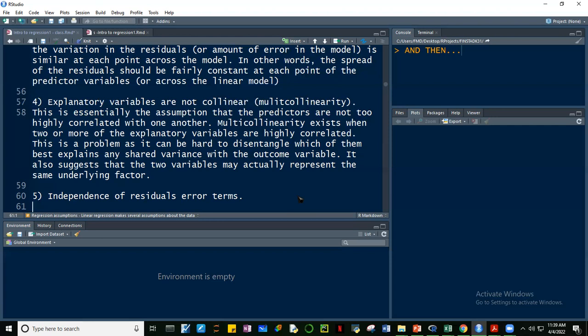Okay? Also, kapag highly correlated, it also suggests that the two variables may actually represent the same underlying factor. So, ibig sabihin, baka pareho lang sila. Maybe it's best to just use one. Okay? Just one of the variables kasi pareho naman ang ina-explain nila about y, I mean, about the independent variable.